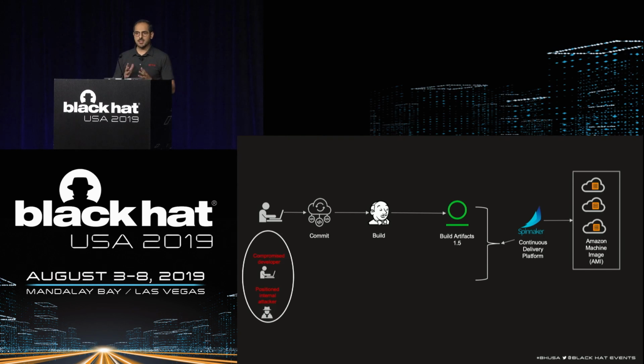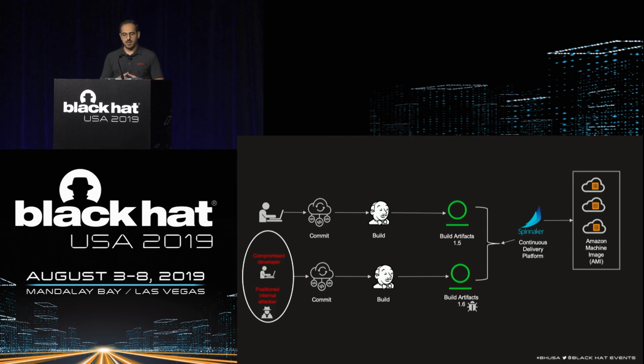In a completely separate pipeline, a compromised developer or a malicious internal attacker can do the same. If they commit the code and build a library with the same name but with a higher version, and inside that version is a backdoor, then the next time that first pipeline builds, it's going to pull the actual backdoor into production.